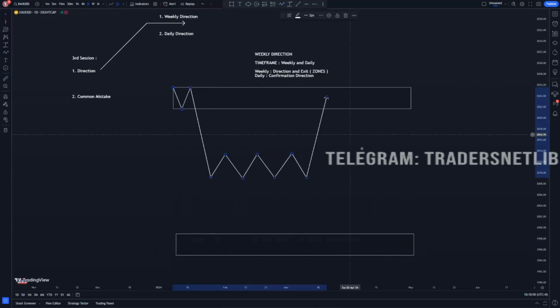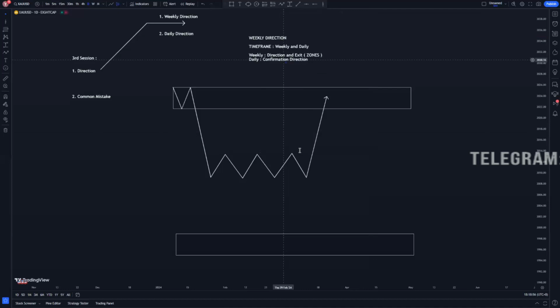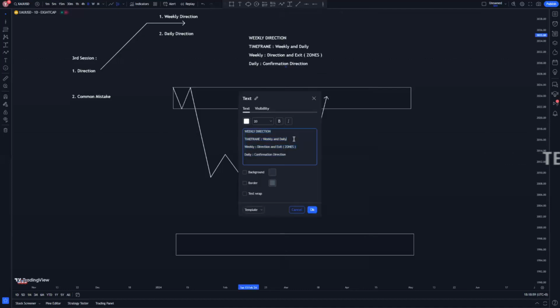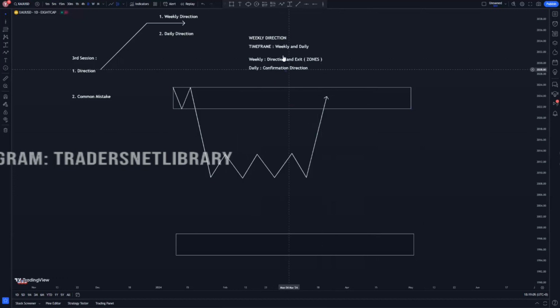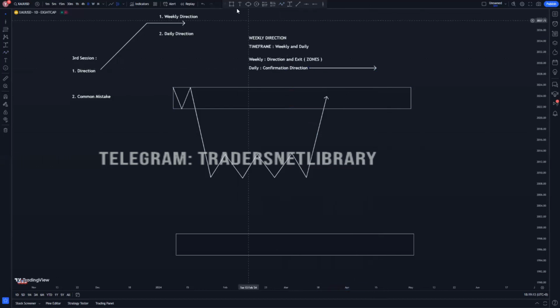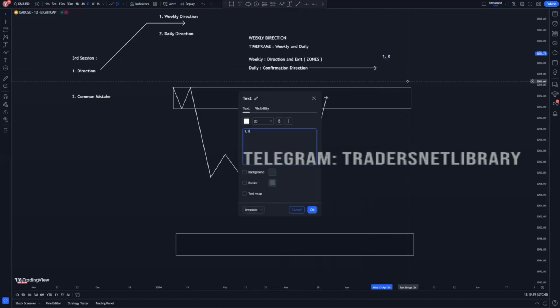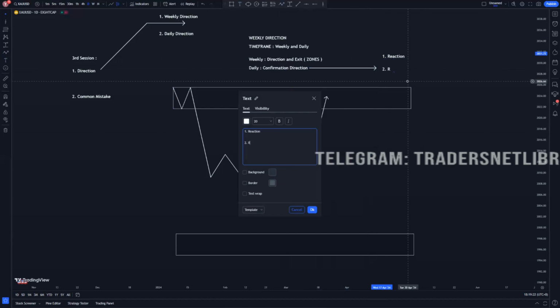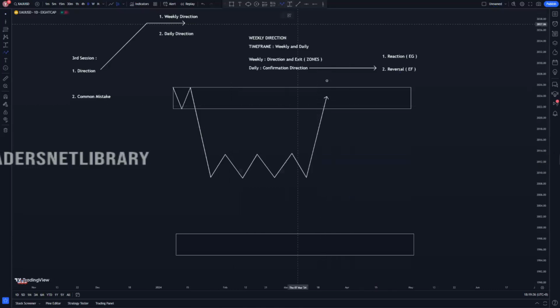When the price gets into the weekly sell zone, there we will start to look for the confirmation direction, which is on the daily time frame. In this confirmation direction, we need to focus on 2 things. The first one is reaction, and the second one is reversal. I bet you already know about this: reaction, of course, EG, and reversal, of course, EF.